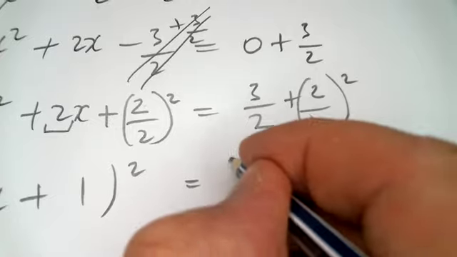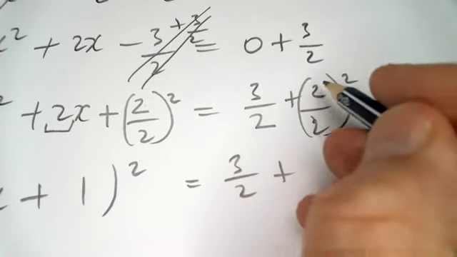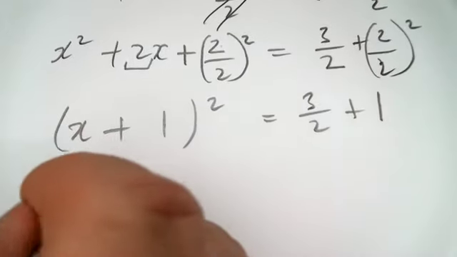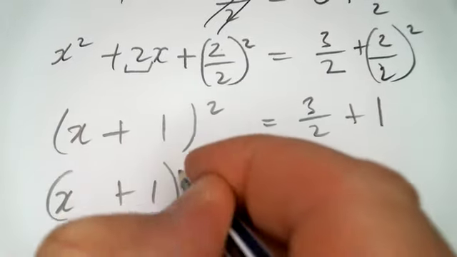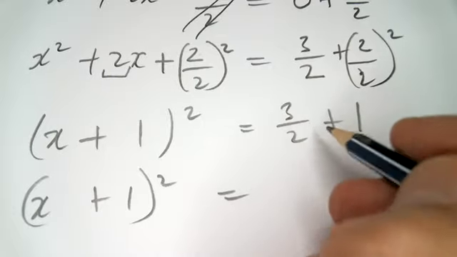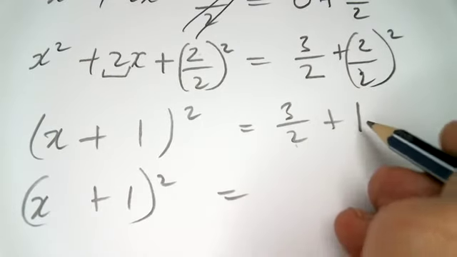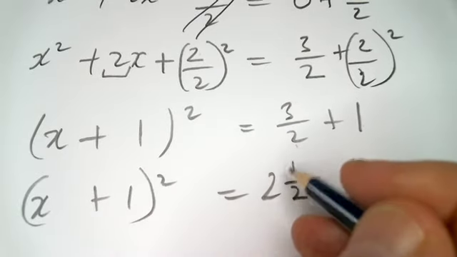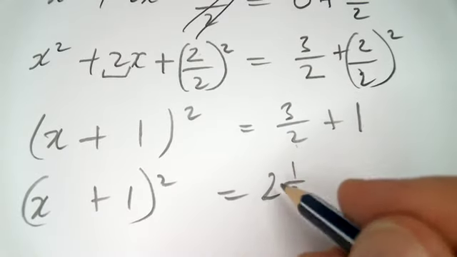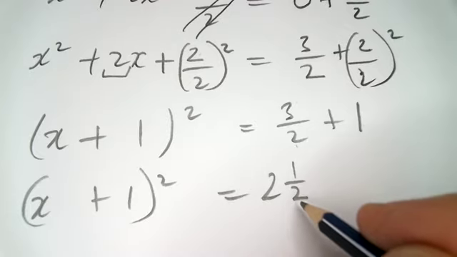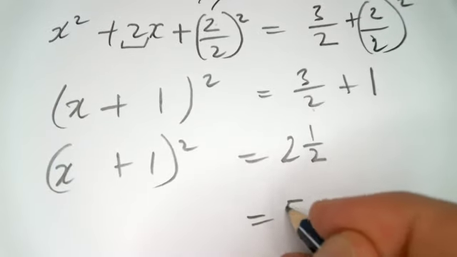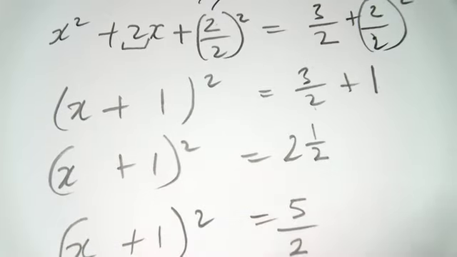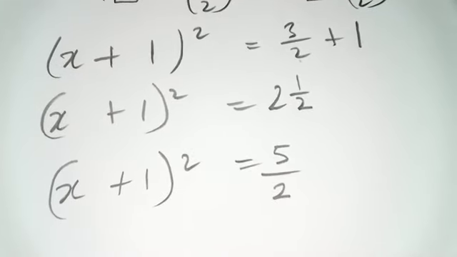Now I've got my 3 on 2, or 1.5. 2 on 2 is 1, 1 squared is 1. So I've got my x plus 1 all squared is equal to, well, I've got my 3 on 2, that's 1.5 plus 2 is 2.5, or 2 and 1/2. I don't really like 2.5, to be straight up with you. I'd much rather have 5 on 2. So I'm actually going to write that as 5 on 2. So my x plus 1 all squared is equal to 5 on 2.